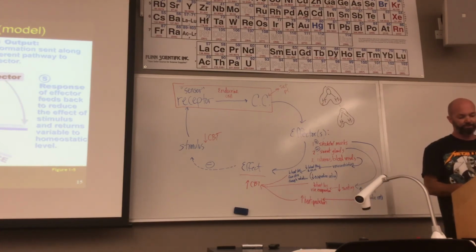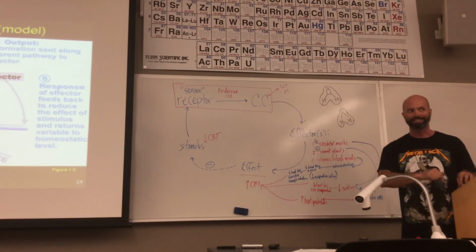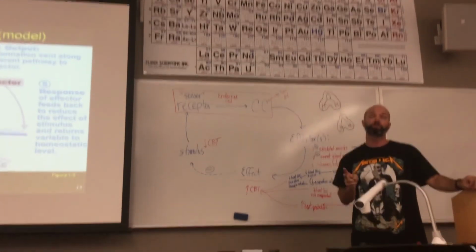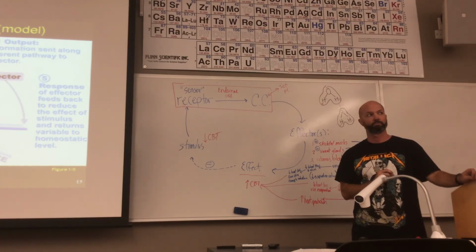What type of transport are you using if you're moving one solute down its gradient and one against? So one transporter is moving both, but one's going down, the other's going against its gradient. Secondary active transport. Moving two solutes both down their concentration gradient: facilitated diffusion. Moving two solutes both against their gradient: primary active transport.